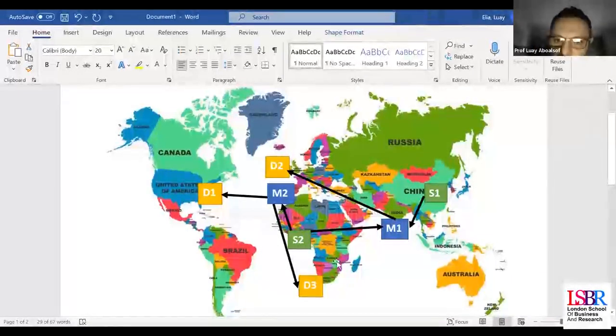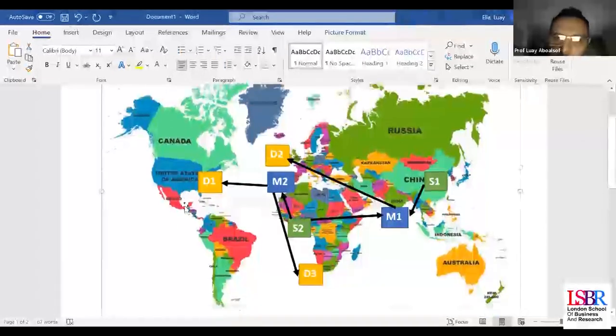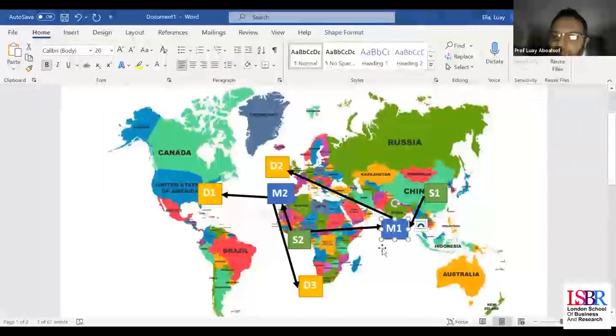Now I come to study S2. When S2 goes to France, it seems to be a shorter distance. However, S2 is also in Ghana, with gearboxes going to India. It's too far. What is the point?